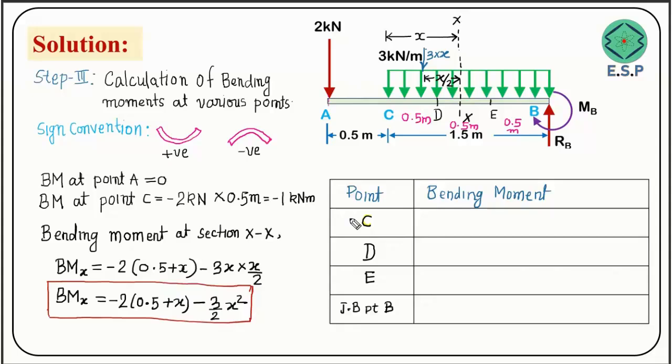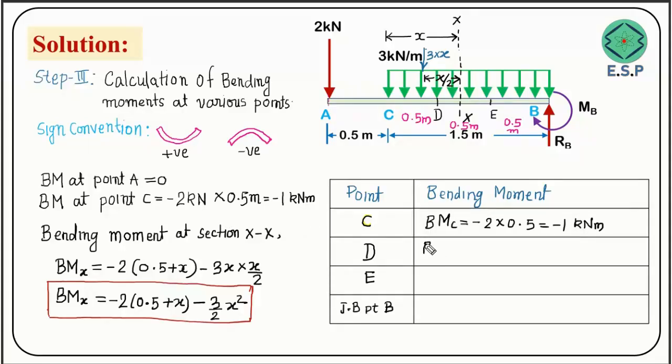So let's see what will happen when you are at point C. At point C, when you put this plane at point C, x will be 0. So I'm going to put x over here as 0. This 3 by 2 term will be cancelled out. So you'll have minus 2 into 0.5, and this value is nothing but minus 1 kilonewton meter. Hope it is understood. Already we have calculated that value, that is minus 1 kilonewton meter.